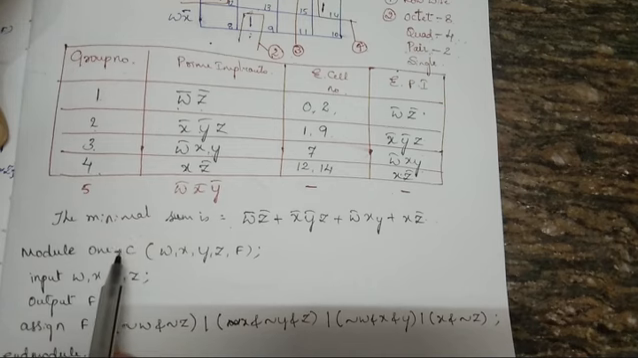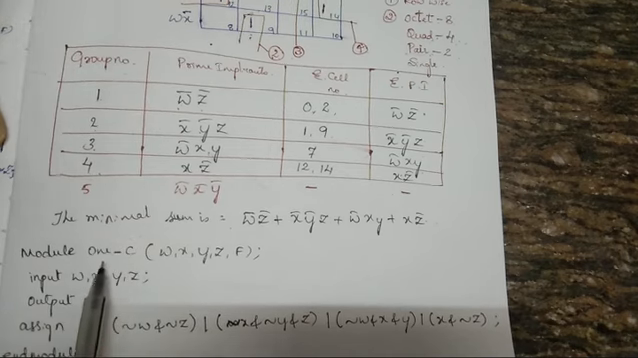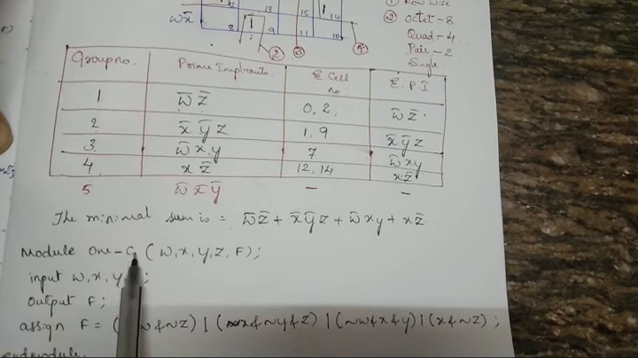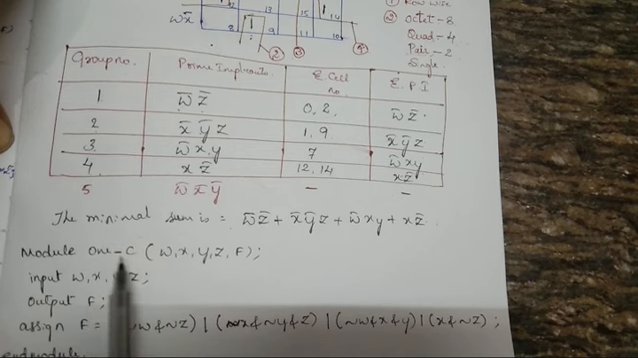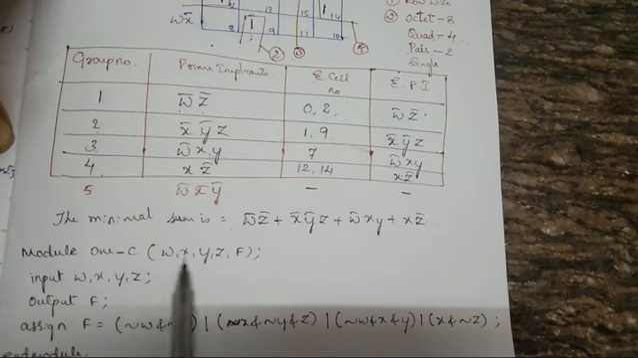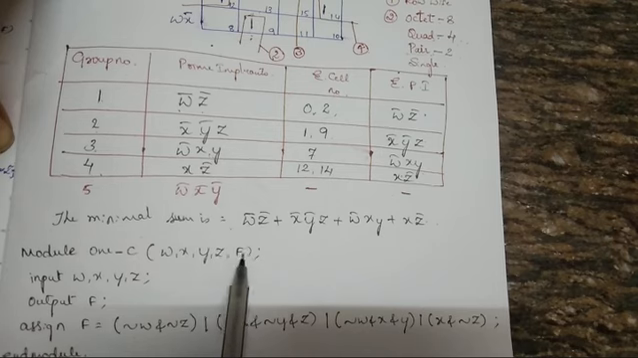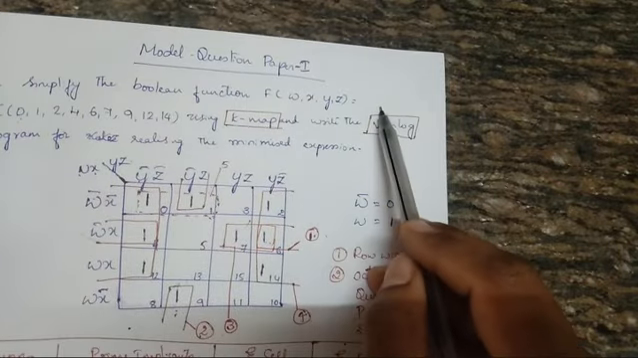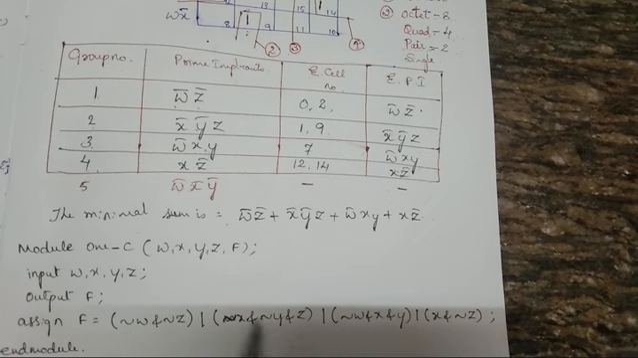Since the video was becoming very long, I wrote the program beforehand and am explaining it now. Here I have used the program name 1C, because the problem number itself is 1C; you can use any name here. Then we have to mention the inputs as well as the output. These are my inputs, given in the question, and in the question they have specified f is equal to, so I have considered f as the output.